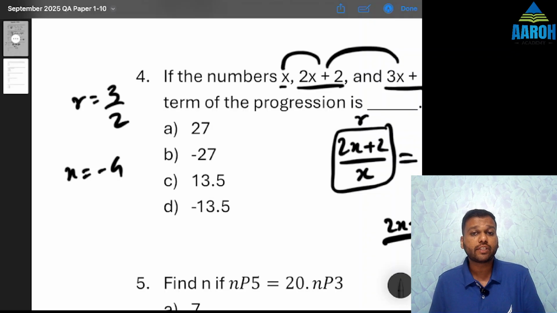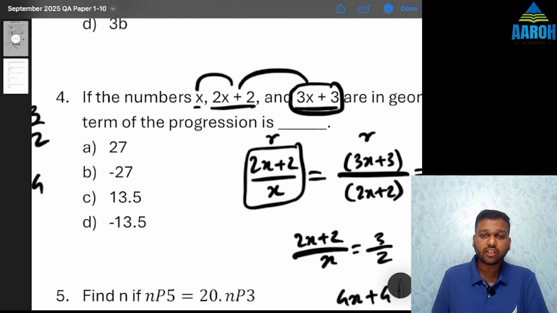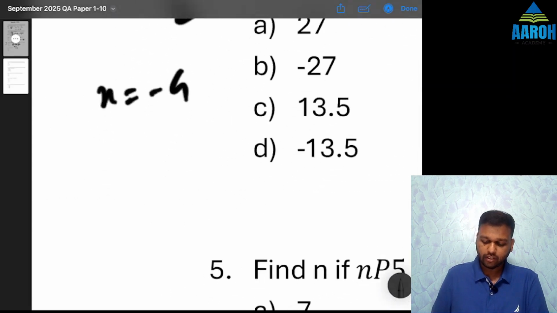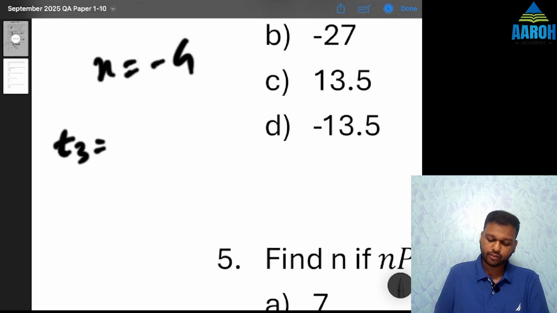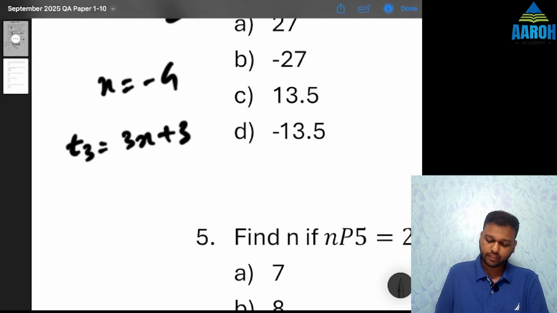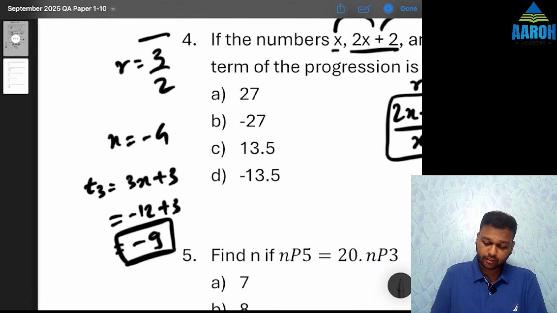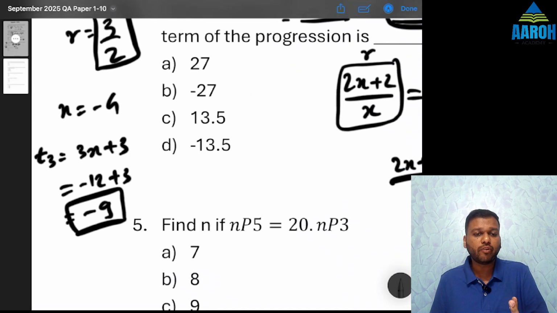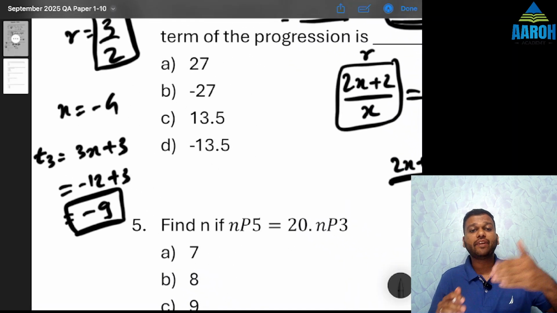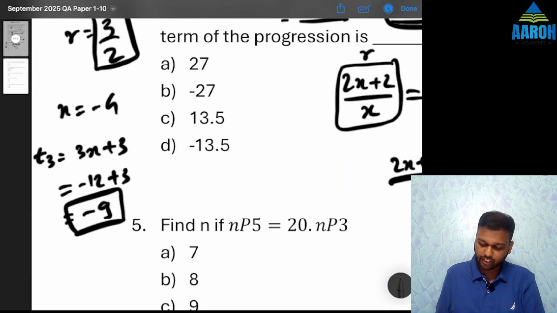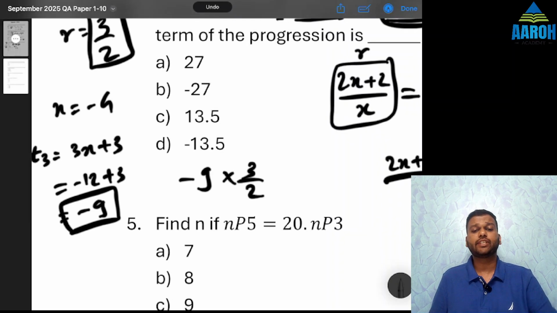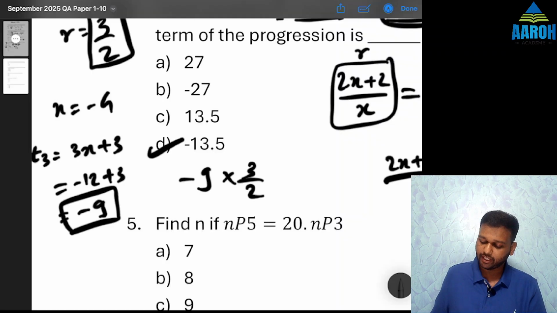So now we can find fourth term. How? We already know the third term. Third term is what? 3x plus 3. So third term T3 is going to be 3x plus 3, that is 3 into minus 4, that is minus 12 plus 3 or minus 9, right? And common ratio is 3 by 2. So fourth term will be what? In geometric progression, every next term will be previous term, that is term 3 into r, common ratio 3 by 2, right? So check on your calculator. 9 into 3 by 2 is how much? 13.5 negative. So option D is the correct answer.